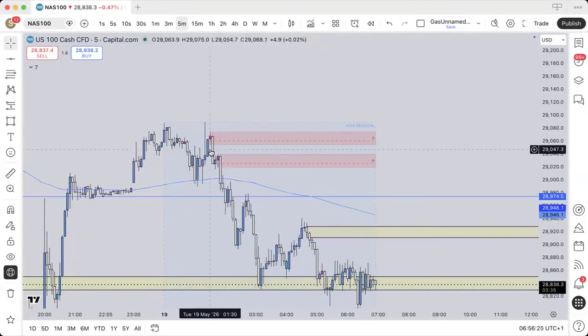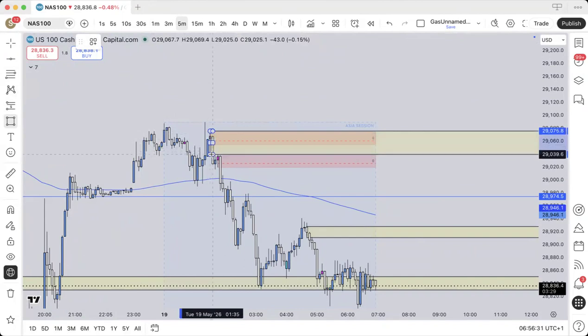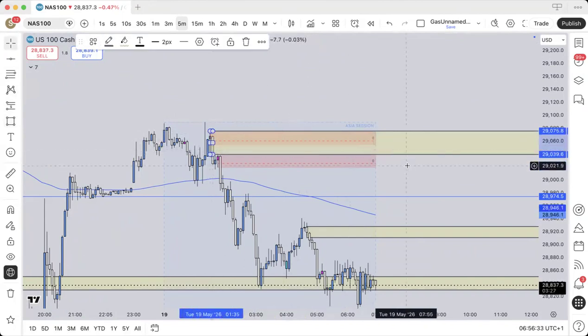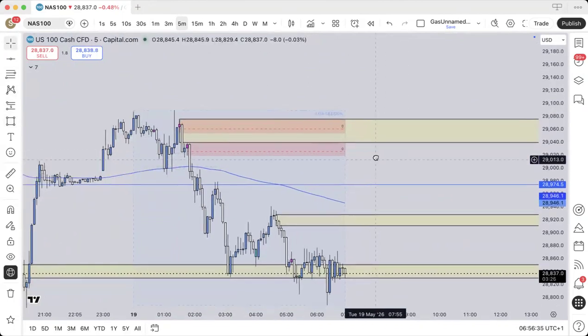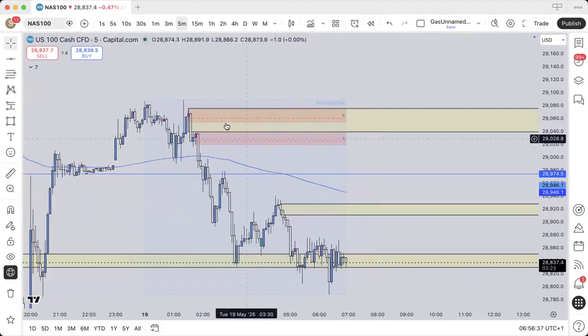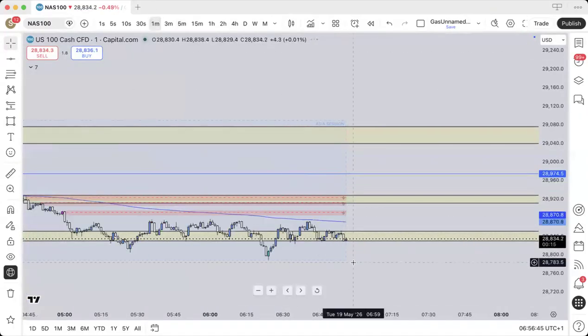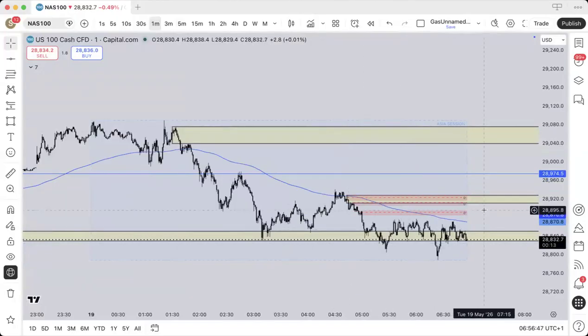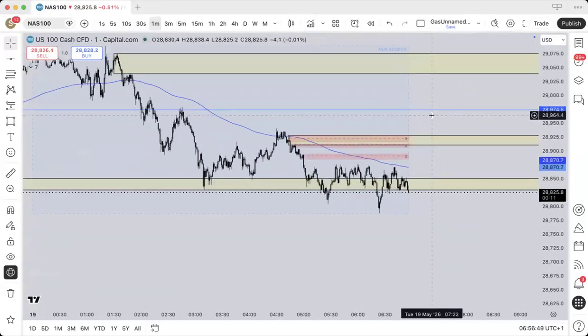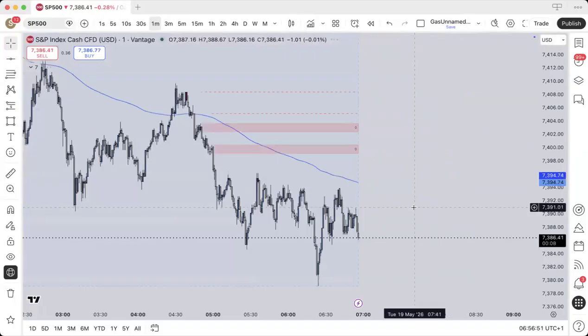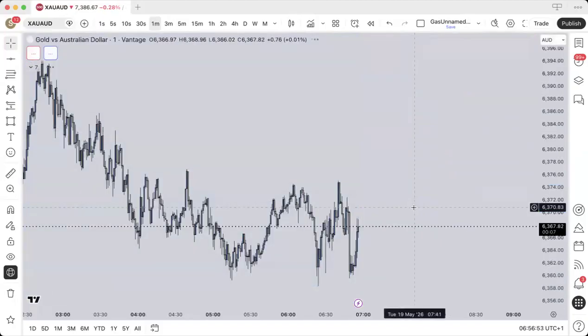So again, obviously we've got this imbalance here, so this would be a preferred order block today. And I'd cover this imbalance as well. Don't really trade S&P. Obviously, it's accumulating down here right now. So it's going to break out at some point, but we just don't know when. 4 minutes.